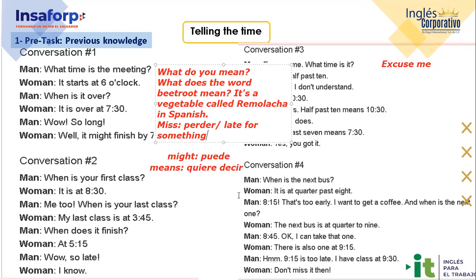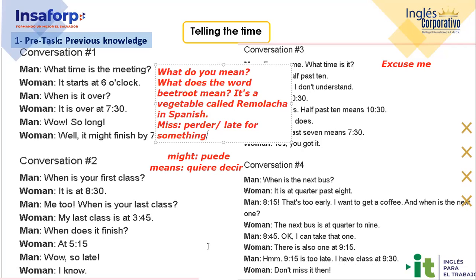So when is the next bus? It is at a quarter past 8. 8:15, that's too early. I want to get a coffee. And what is the next one? The next bus is at a quarter to 9. 8:45, okay, I can take that one. There is also one at a quarter past 9. 9:15 is too late. I have class at 9:30. Don't miss it then, okay?